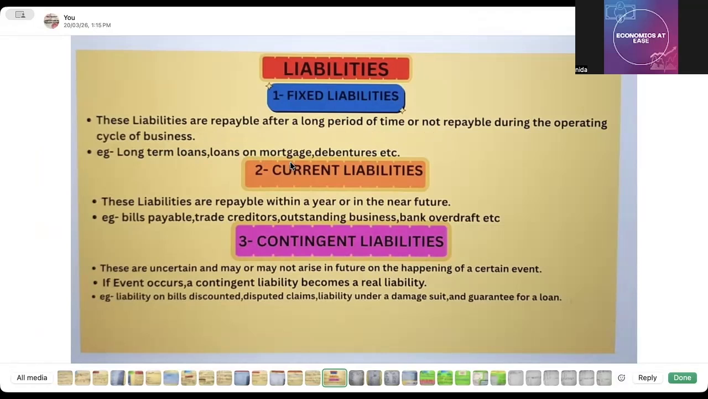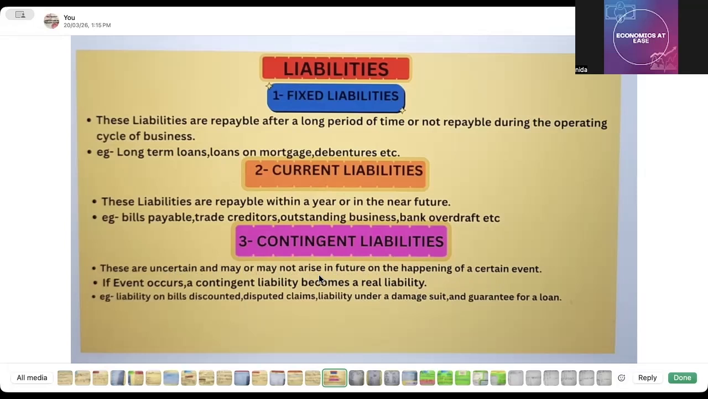इतना लंबा उसको नहीं खींचते हैं हम. Example, bills payable है, creditors को pay करना है, right? And outstanding business है, overdraft है, bank overdraft, etc. come under the category of current liabilities. Then contingent liabilities, these are uncertain and may or may not arise in future on happening of a certain event. It means we are keeping a reserve कि अगर कोई happening होगी तो हम उसमें से कर लेंगे.